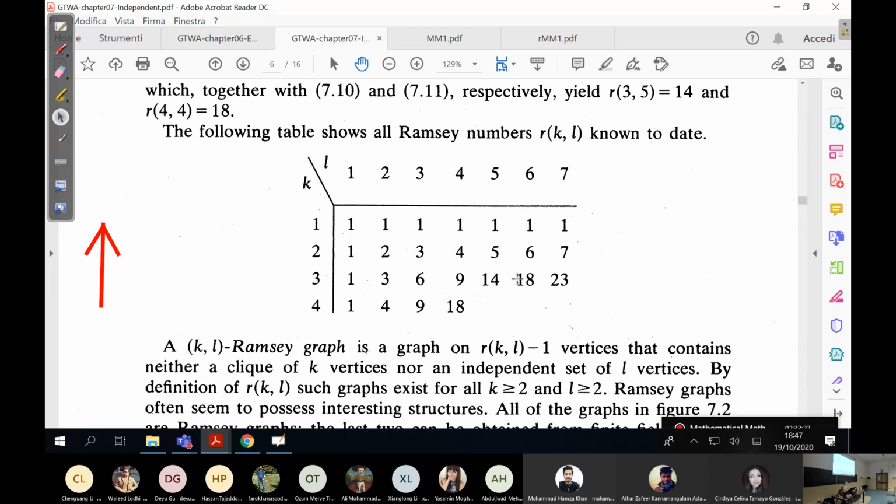But there is a number such that if you take any graph with at least that number of vertices, either a clique of k or an independent set of l must be there. Such a number exists. But we still don't know how much it is, apart from this table or something not much bigger than this.